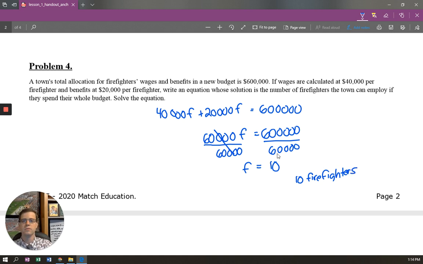That's it for this Unit 4, Lesson 1, Anchor Problems in Grade 7.